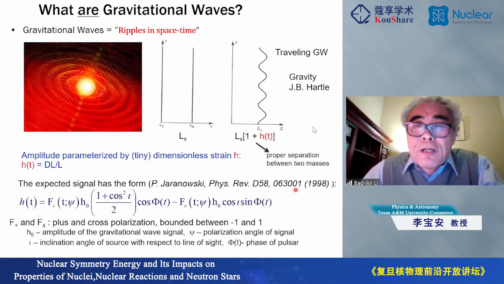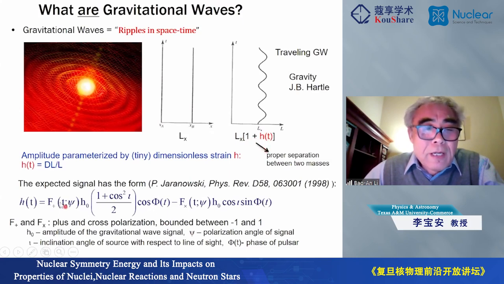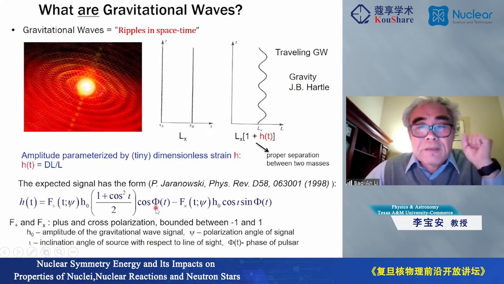According to the textbook, when you have two test masses at locations XA, XB, they have a separation, and when you have gravitational waves passing through there, the space-time gets disturbed. Here h is the strain amplitude of displacement in proper separation. In the waveform of the strain amplitude, there is a phase angle phi, which is a function of time t. This phase angle phi contains information about the equation of state of dense matter.